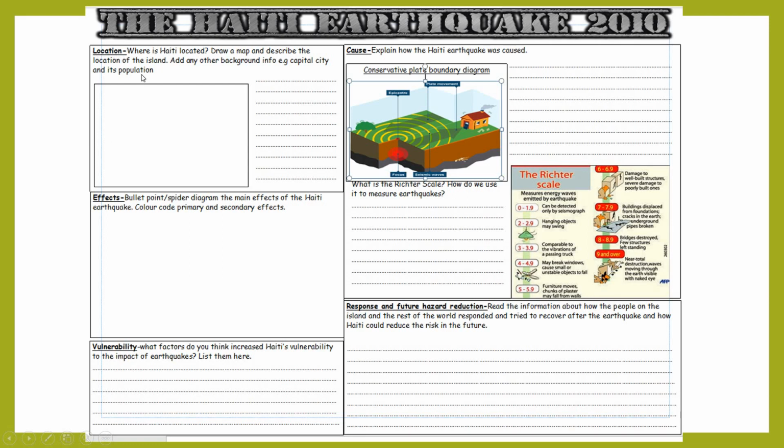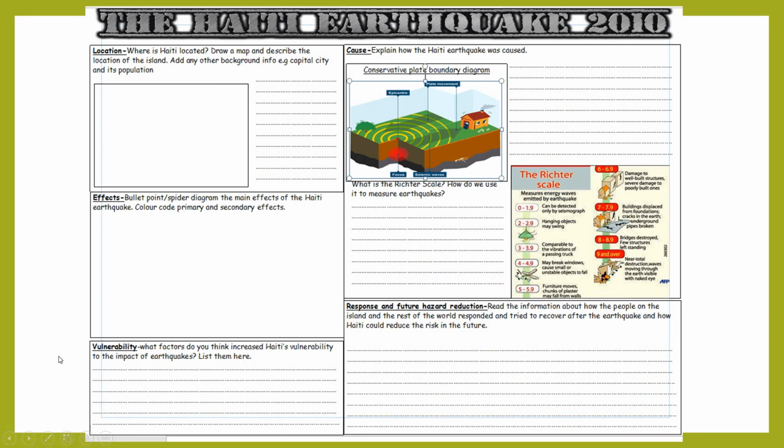So with the location, what I'd like you to do is try and draw a sketch map as best you can to show the shape of the island, and then describe the location in here. Describe means say what you see, and with a location, start big and work your way in. What ocean does it sit in? What continent is it part of? Stuff like that. And any other background information you can find. So what's the name of the capital city? How many people live there? Because this earthquake happened only just outside the capital city.